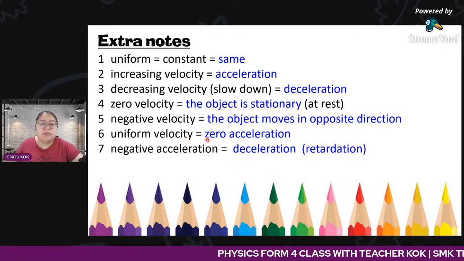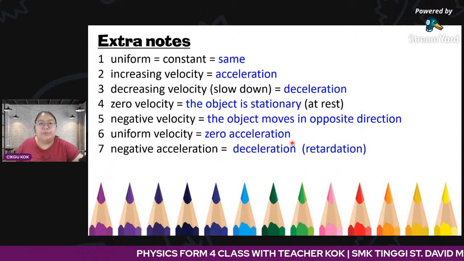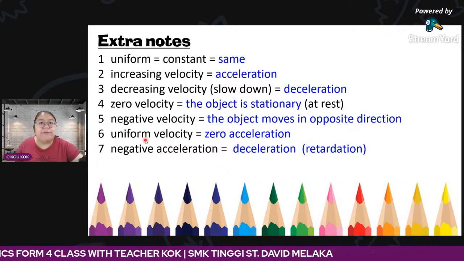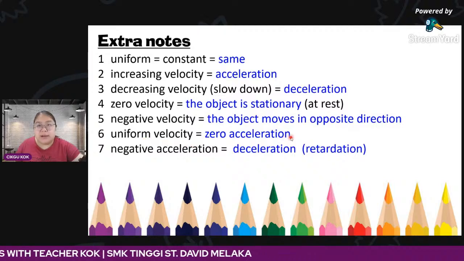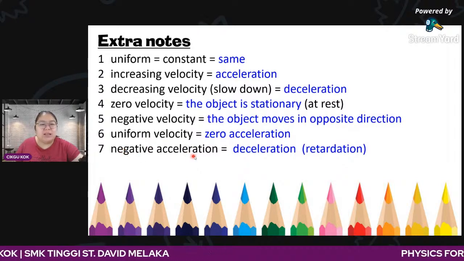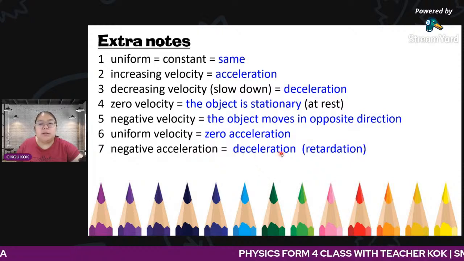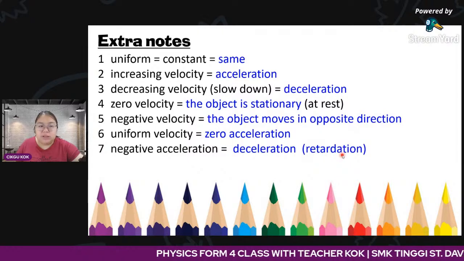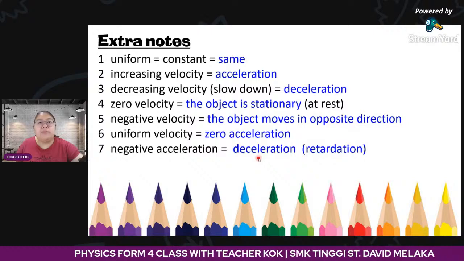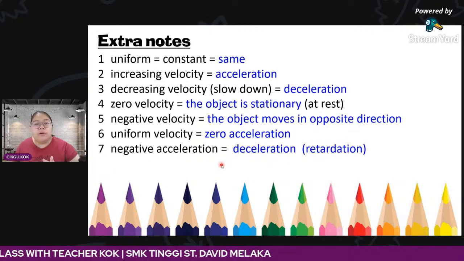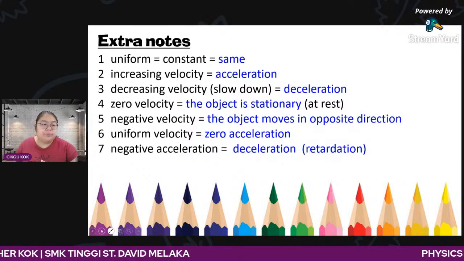Uniform velocity means zero acceleration. That means your velocity is always 20, 20, 20, so there is a flat line. Flat means zero acceleration. Last one, negative acceleration. Negative acceleration means deceleration, or you can say retardation. They move in the opposite direction of the acceleration. So these are extra notes for you to understand the question.